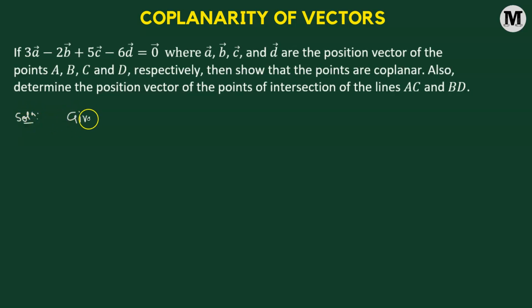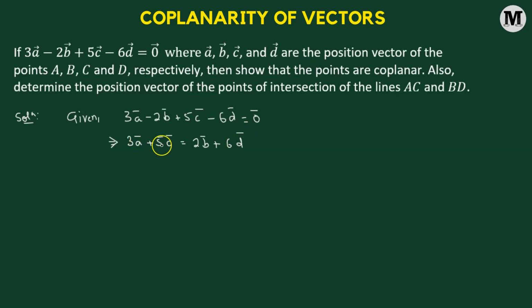It's given to us that we have 3 times a vector minus 2b vector added to 5 times c vector minus 6d vector, and that equals the null vector. We're going to rearrange the terms. We keep 3a vector plus 5c vector on the left hand side and transpose the remaining 2 vectors to the right hand side. So we have 2b vector plus 6d vector.